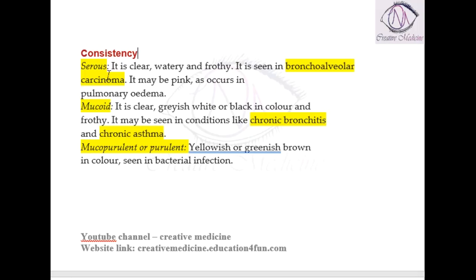This serous consistency is seen in conditions like bronchoalveolar carcinoma, and it may also be seen in pink colored sputum in pulmonary edema.